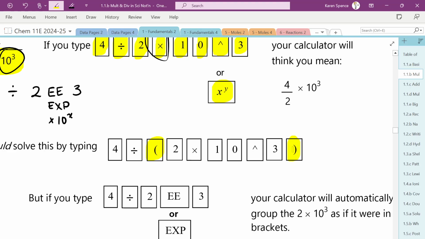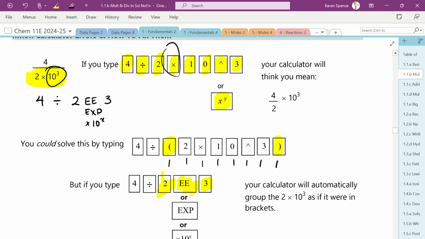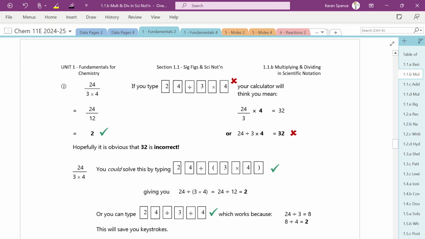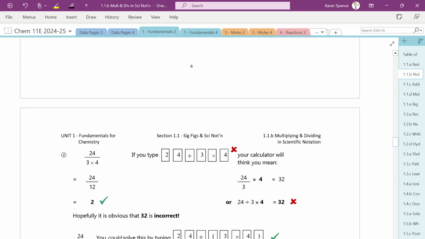But now instead of typing 3 keystrokes, you have typed 1, 2, 3, 4, 5, 6, 7, 8 keystrokes. Okay, and that just seems like a lot of work. So learn to use your magic button if you have not done so already. Okay, so for scientific notation, use that button. All right. I don't think we need to do this because it's the same thing.